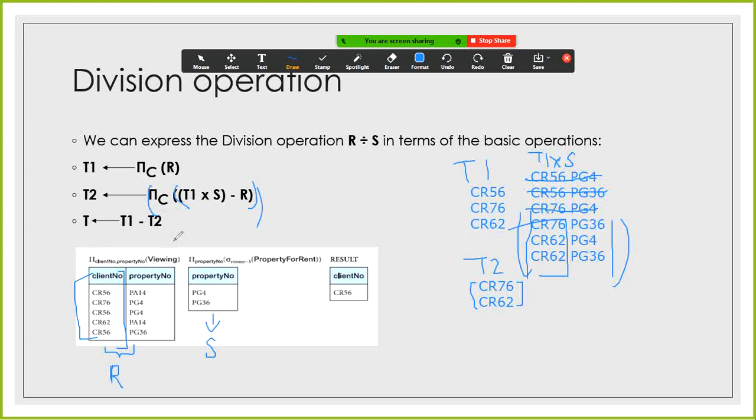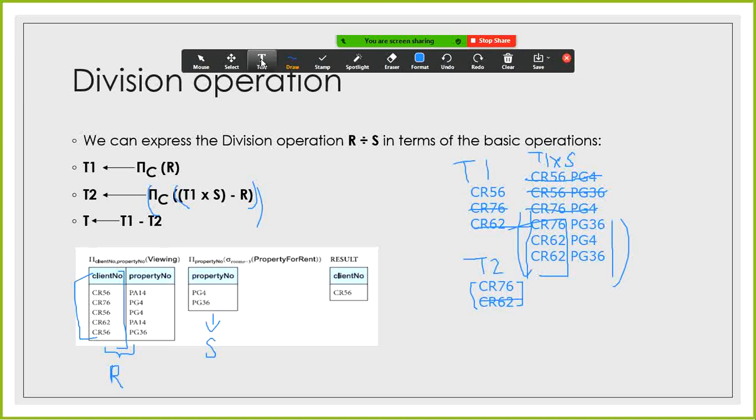Next we have to subtract T2 from T1. So we have to find the values that are present in T1 and not in T2. Here we have T1 and here we have T2. So let's find out which values are present in T1 and not in T2. CR56 is present in T1 but not in T2. CR76 is present in both. We will cancel it, and CR62 is present in both, so we will cancel it.